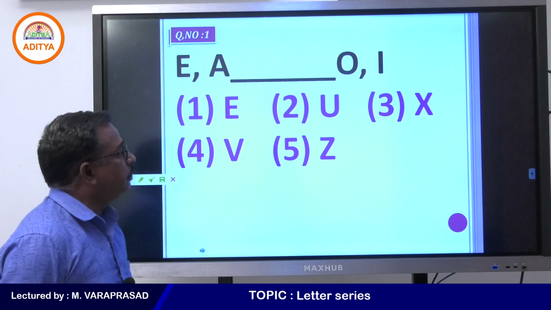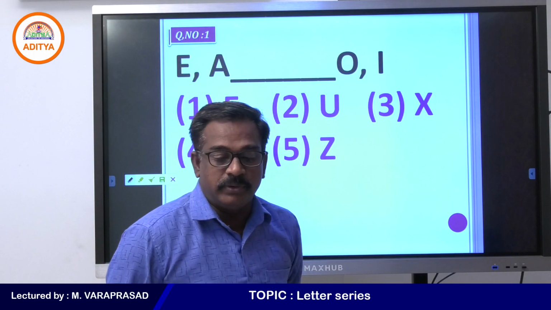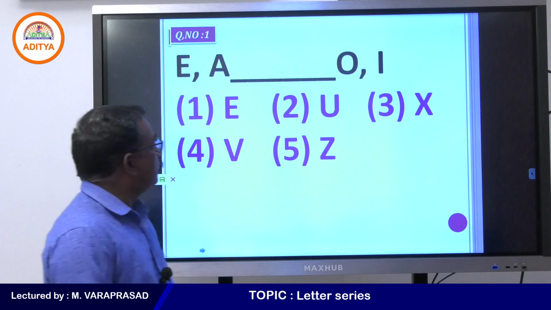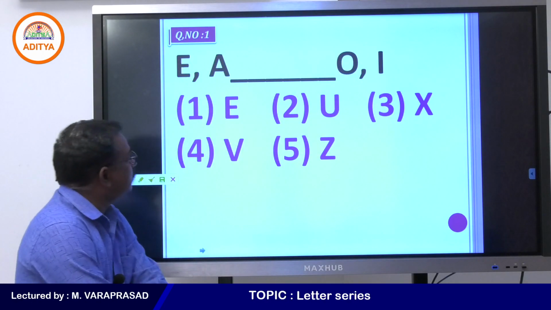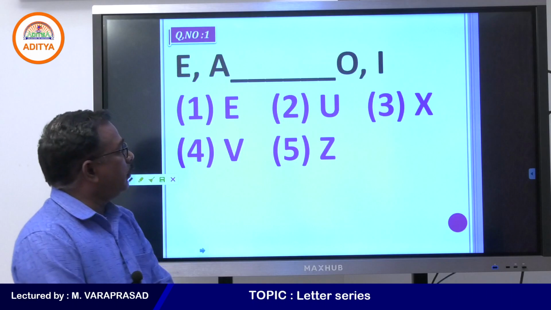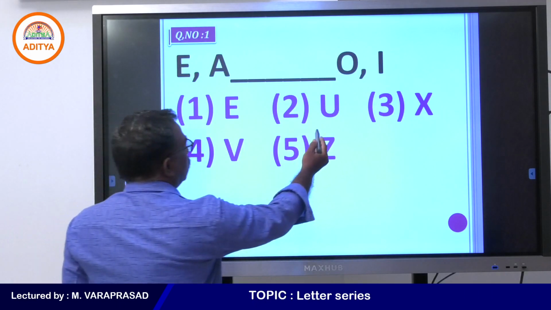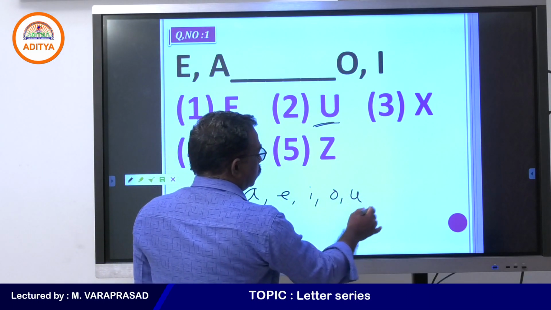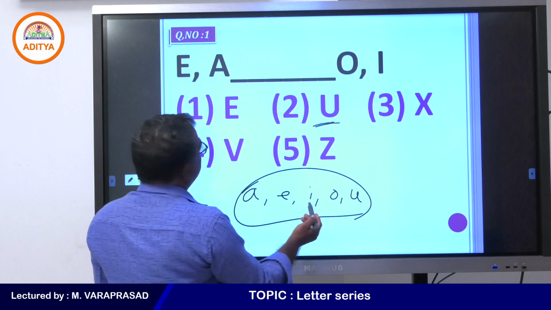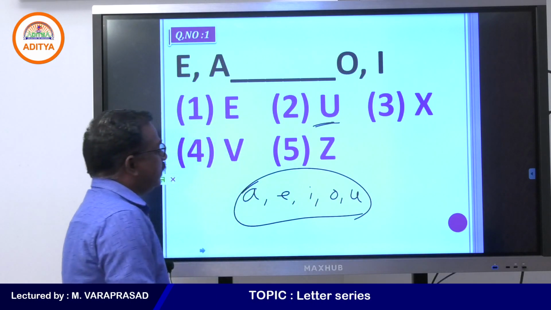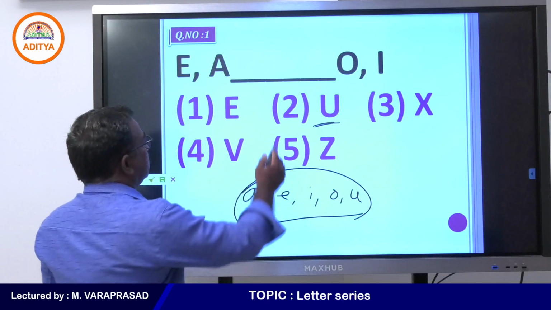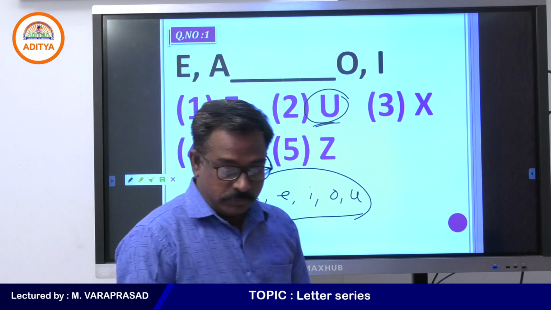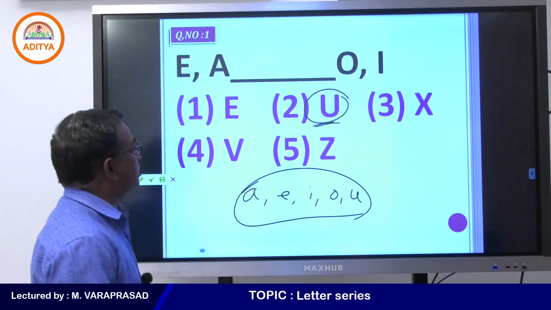E, A, dash and O, I. In English alphabets, vowels will be there. I think all vowels are there. So, what you are missing here? What order is following here? Missing is U only. A, E, I, O, U. So, here A is there and E is there, O is there. Only U missing. Yes, answer is U. Very easy one. No need to think about anything about this question.